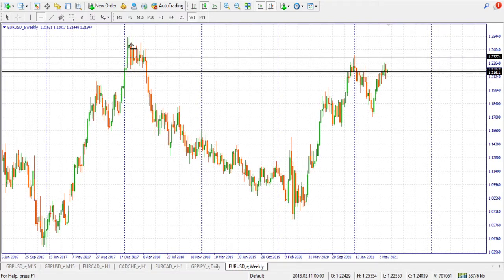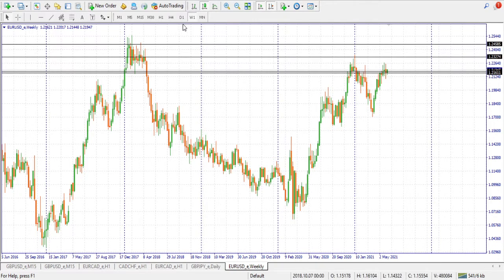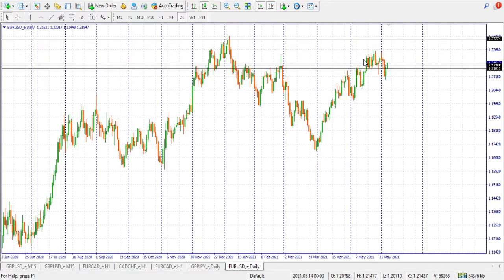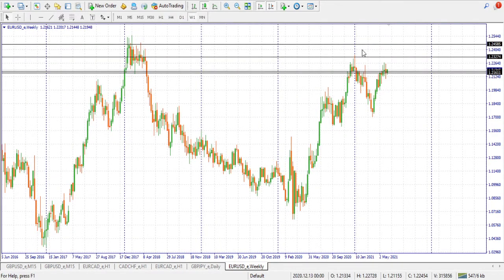this point. So the idea will be to keep looking for buy orders, keep looking for more buy positions, expecting price to extend upwards after breaking beyond this point. Our ultimate target is set at 1.24584.